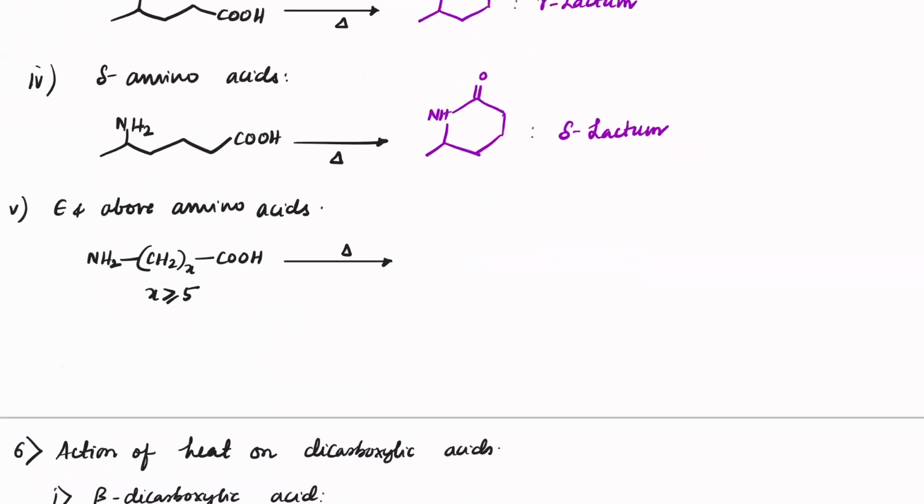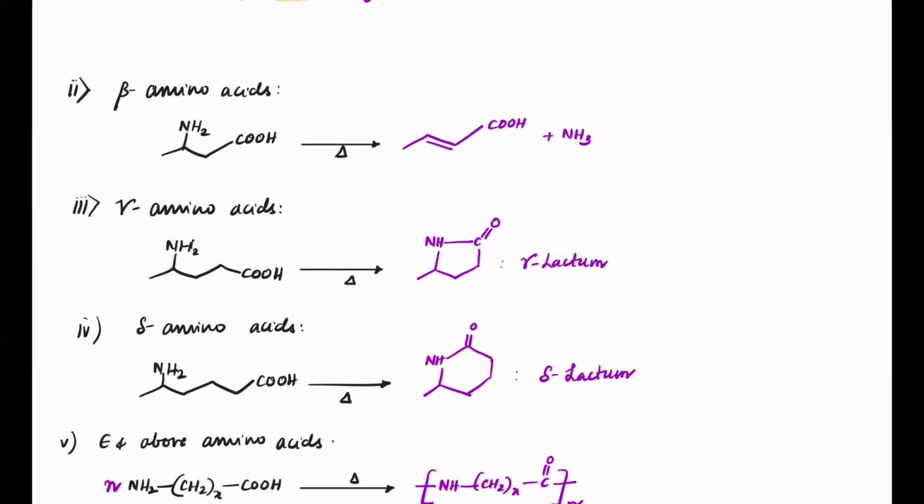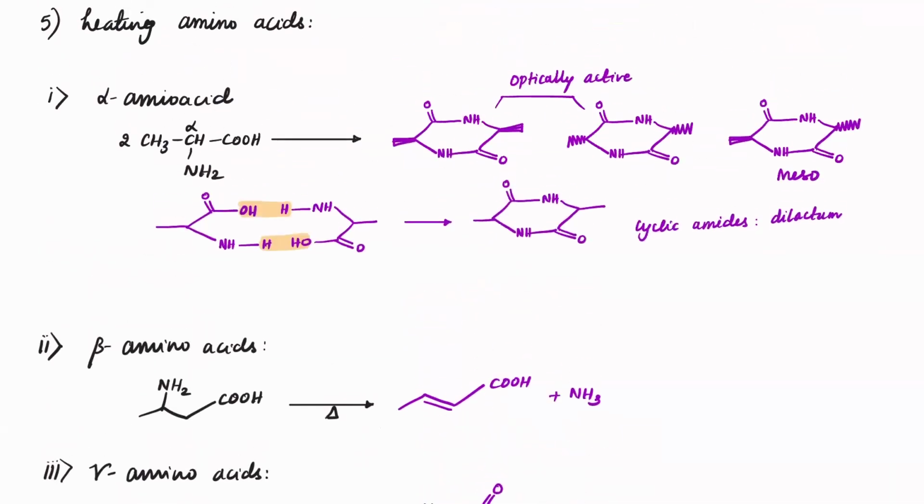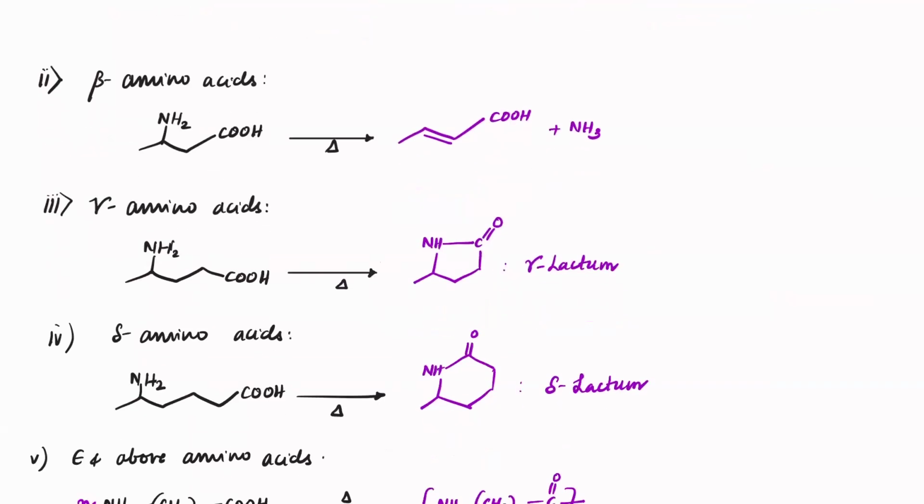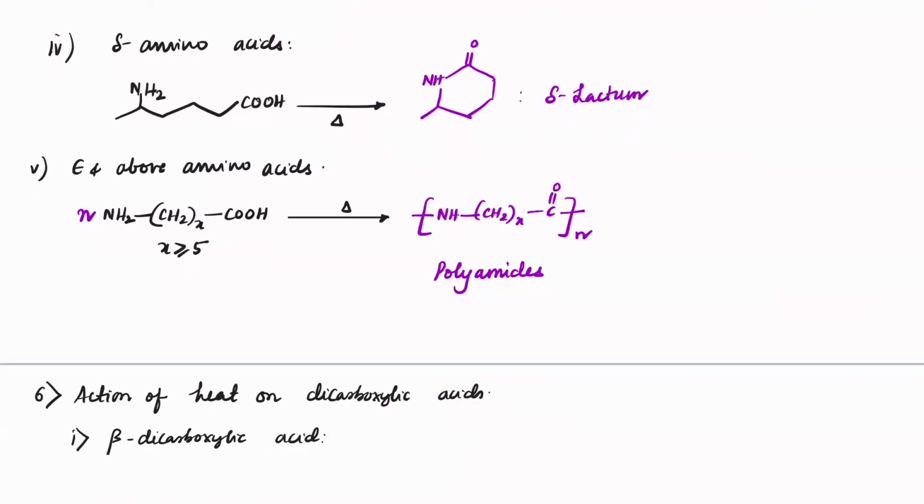These are all amides only. Similarly, if it goes 5 and above, it will get polymerized. So you'll get CH2 X times C double bond O here, and it extends N times here, N moles of it. So this is called polyamides. The polymers are called polyamides, right? So all these are very similar to the result we got earlier, starting with alpha amino acids, beta amino acids, gamma, delta, epsilon.